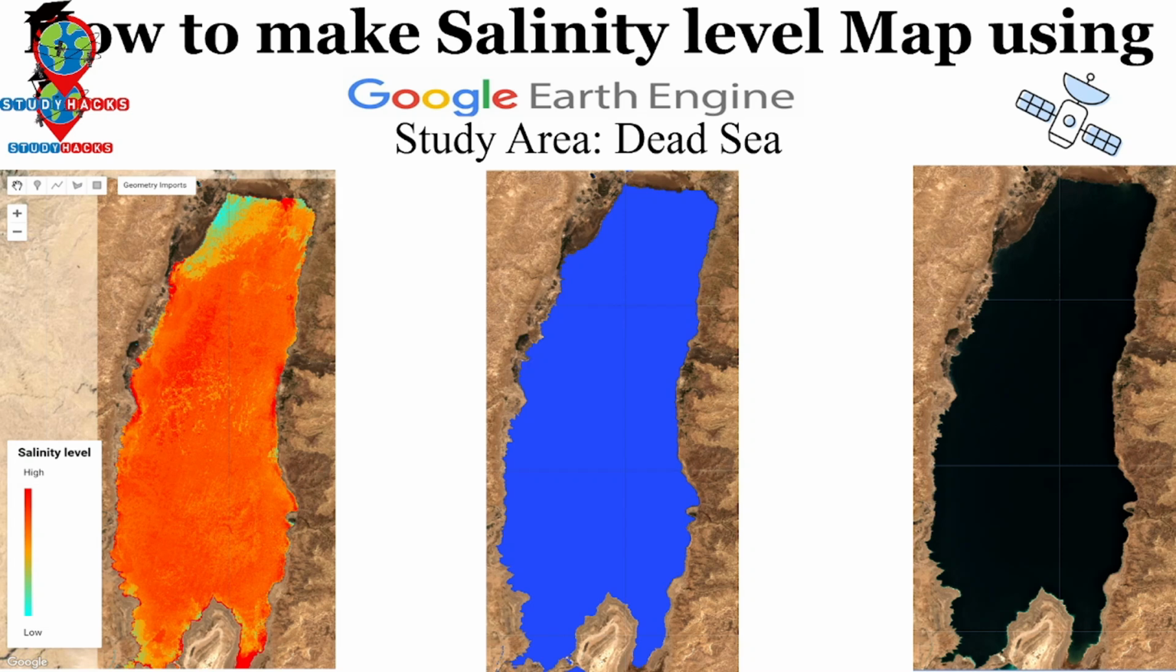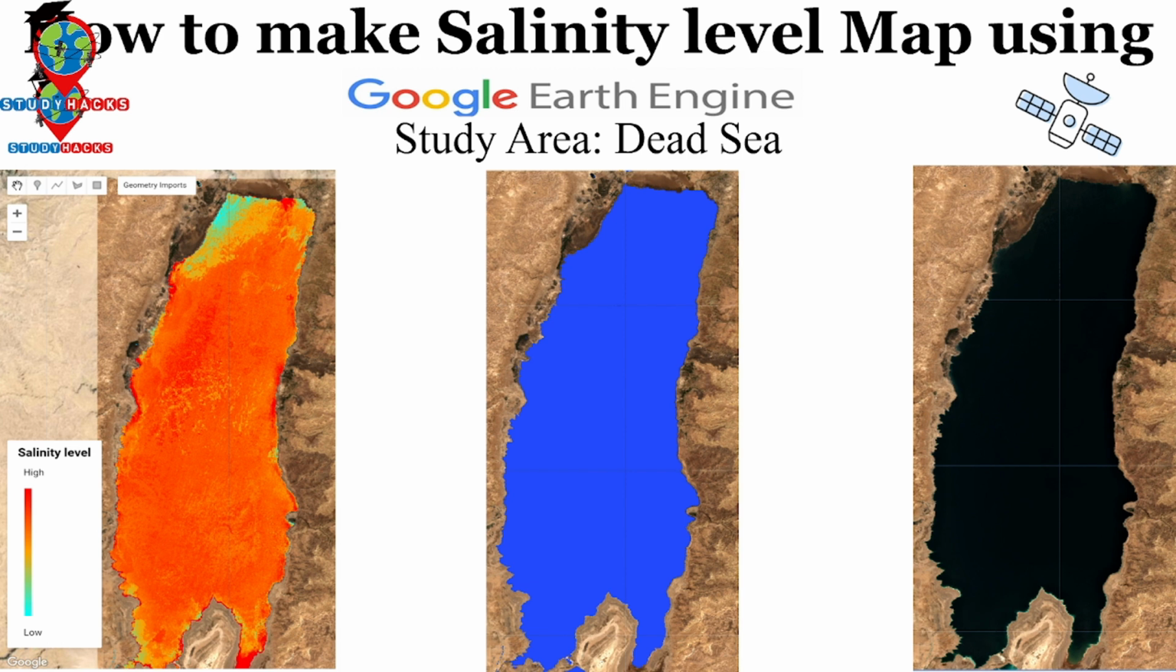Today I will try to discuss a very important topic, mainly salinity level monitoring using remote sensing techniques. We can easily use different types of remote sensing techniques to identify the salinity level of water. Today I discuss the Normalized Difference Salinity Index, NDSI. This NDSI is a valuable tool in the field of remote sensing, particularly for monitoring and assessing the salinity level in water bodies.